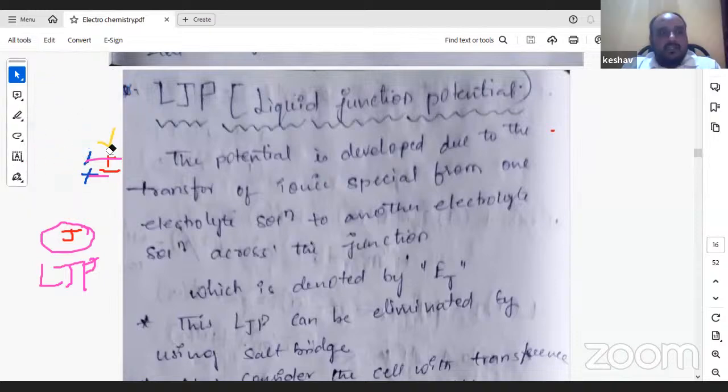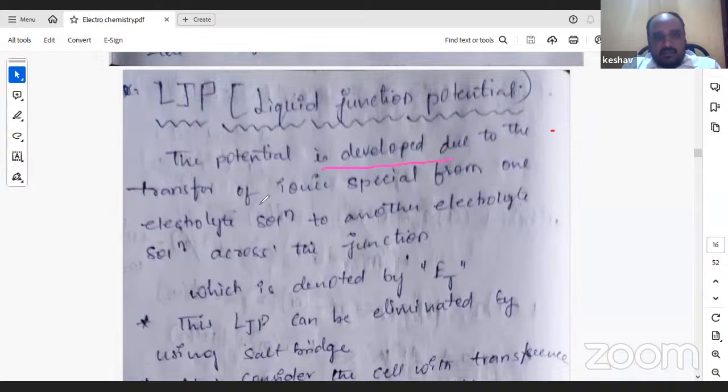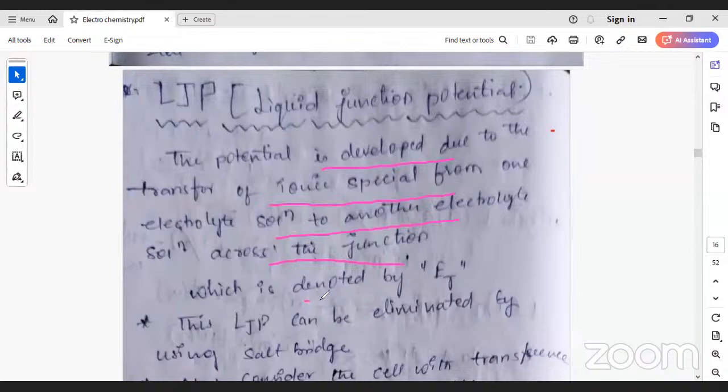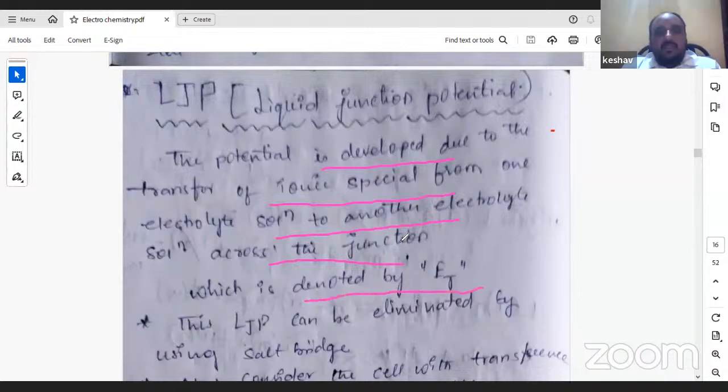So we have to see it in a simple sentence. The potential developed due to the transfer of ionic species from one electrolyte solution to another electrolyte solution across the junction is denoted by EJ. So the potential developed across the junction is known as LJP. This is called LJP.